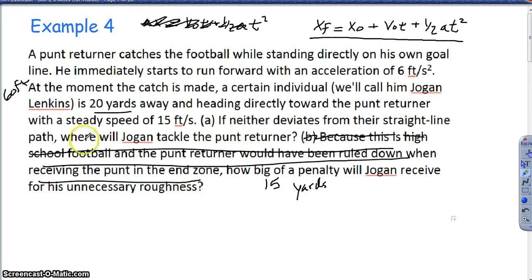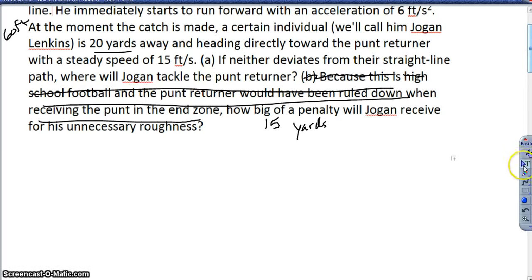So we're trying to figure out where, right? We want to find out where they meet, and that's why I want us to break this up. We're looking for what's the final position that they meet at. So I'm going to start by listing out all the information I know for the punt returner, and then for Jogan, I'm going to list his information. Okay, so the punt returner, what information do we know?